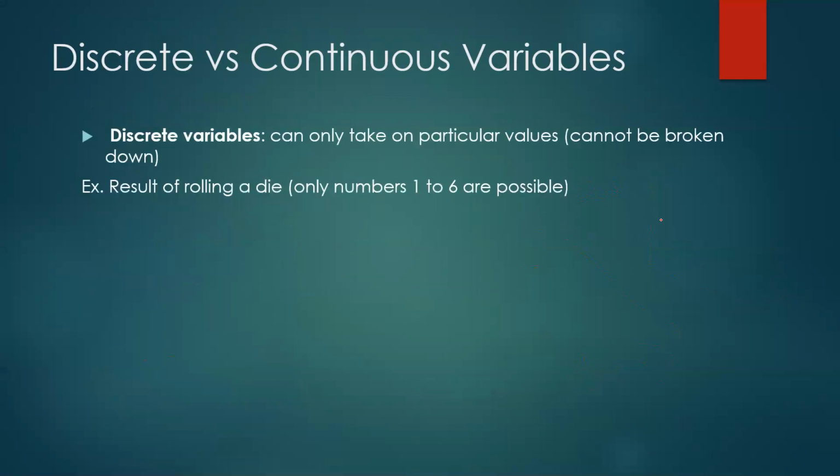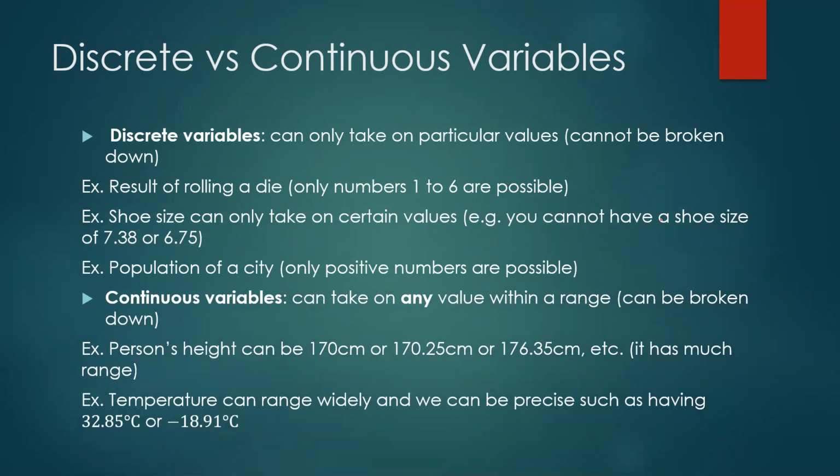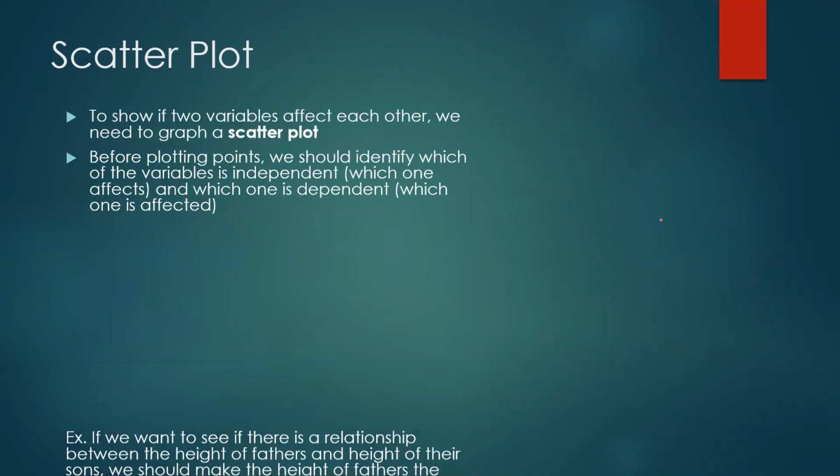Then we talked about discrete and continuous variables. I'm actually going to skip this over because we talked about this already. Hopefully you're pretty clear on it. Please make sure you look at the examples. And if you're not sure, ask in the discussion board. But I think for the most part, most of you will understand it.